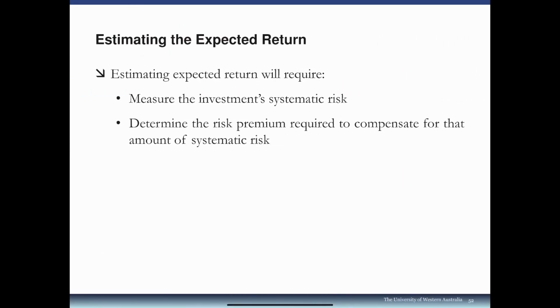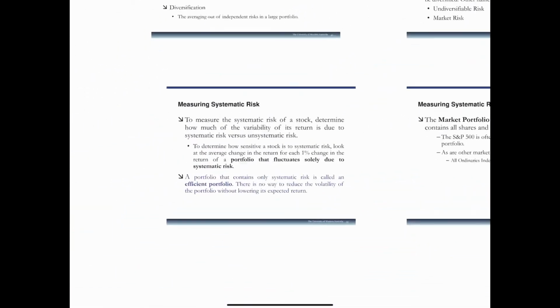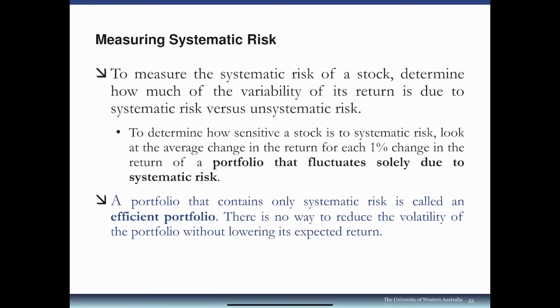So now we can estimate the expected return. Which means what we expect to see in the future. That means estimating expected return requires us to measure the investment's systematic risk, and then we need to determine the risk premium required to compensate for that amount of systematic risk, right? So how do we measure systematic risk? We don't have a precise answer. And all these are just assumptions, right? We're just saying, vaguely or in a very abstract way, we know total risk can be decomposed into two components, but we can't actually precisely quantify that.